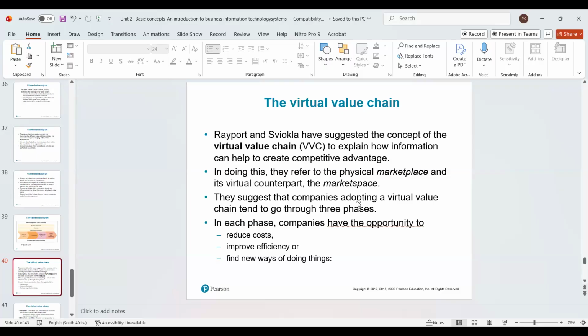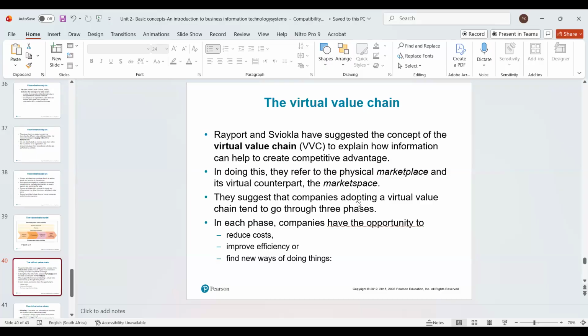All right, so the virtual value chain deals with what? The normal marketplace where we sell products, we market our product, people come to buy, and then we go back and find out from them whether they are satisfied with our services. But the market space deals with using technology to support all your activities. So they suggested that companies adopting a virtual market space or value chain tend to go through 3 phases.